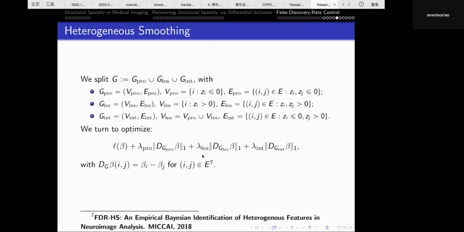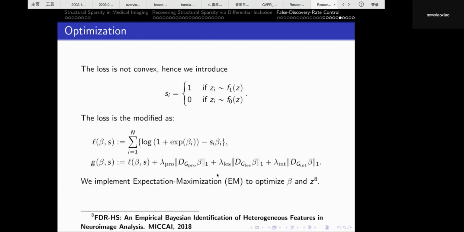To model the heterogeneous smoothing, we define three graphs: the graph over enlarged voxels, the graph over the lesion features, the atrophied voxels, and the bipartite graph between enlarged and atrophied voxels. As they have different degrees of smoothing, we implement the L1 penalty with different hyperparameters.